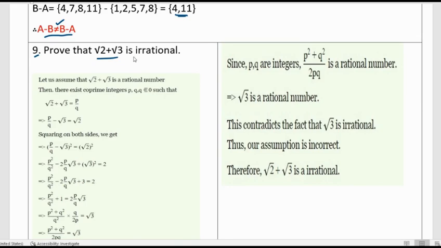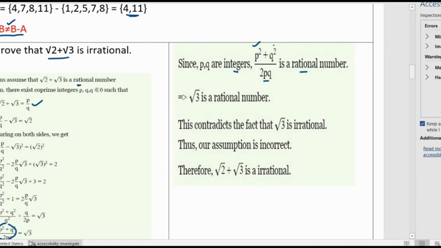To prove root 2 plus root 3 is irrational, we first assume that root 2 plus root 3 is rational. We know the rational number is p by q, and squaring on both sides, we'll get (p square minus 5q square) by 2q, which is nothing but rational. If the left side is rational, obviously root 3 should also be a rational number. But it is a contradiction to our assumption that root 3 is irrational. Therefore our assumption is incorrect. Therefore root 2 plus root 3 is an irrational number.